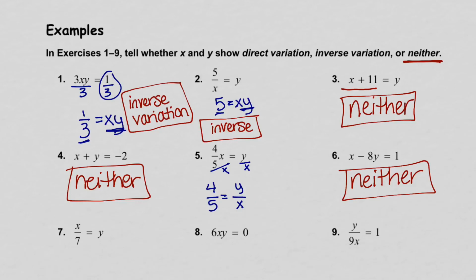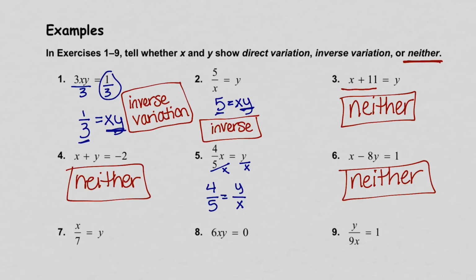So this is not x times y, so it cannot be inverse. But it is y divided by x. Therefore, it is direct variation. Now, if it was x divided by y, it would also be a neither. So just in case we come to that, I wanted to let you know.